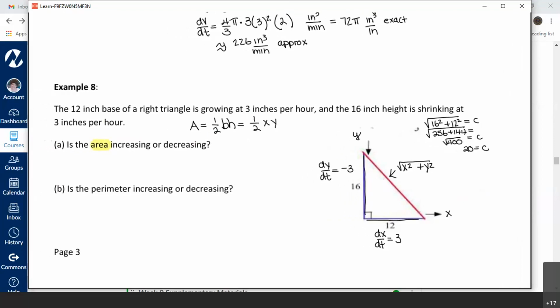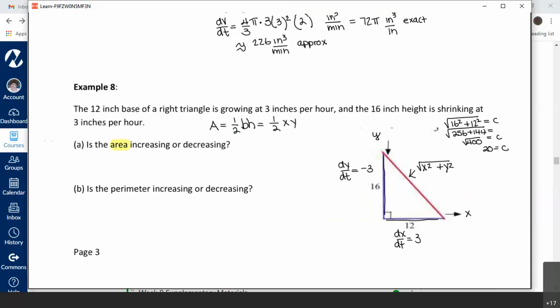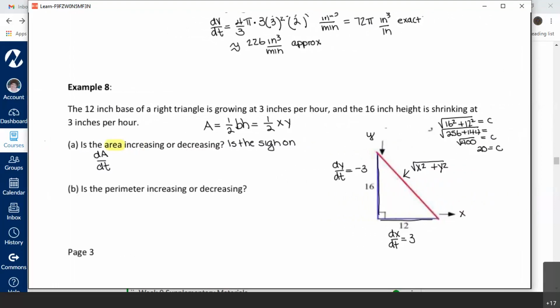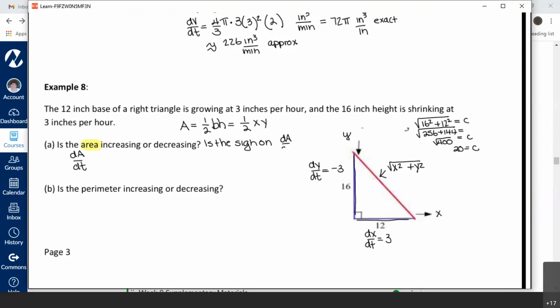Right? So I need to know if the area is increasing or decreasing. So what I need to find is dA/dt, and what I need to find out is the sign on dA/dt. Positive or negative? If it's positive, that means the area is growing, right? If it's negative, that means the area is shrinking.